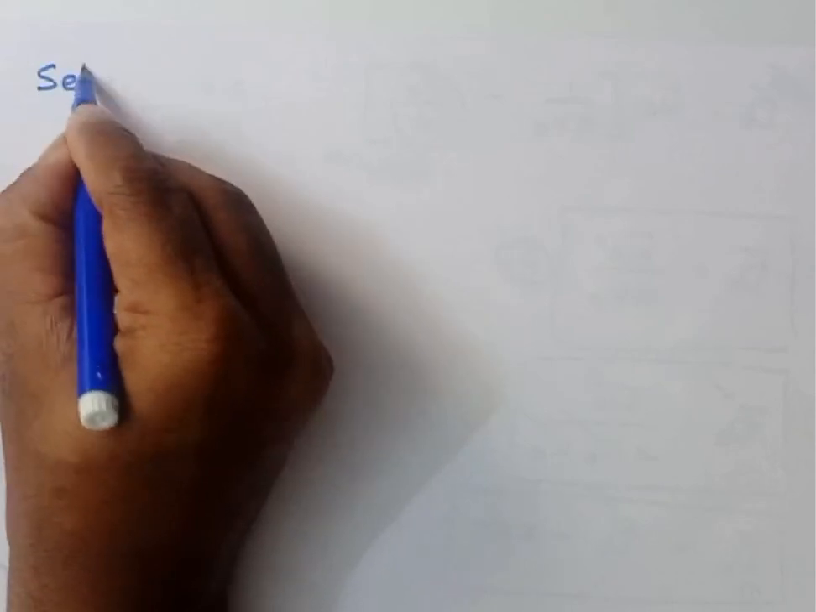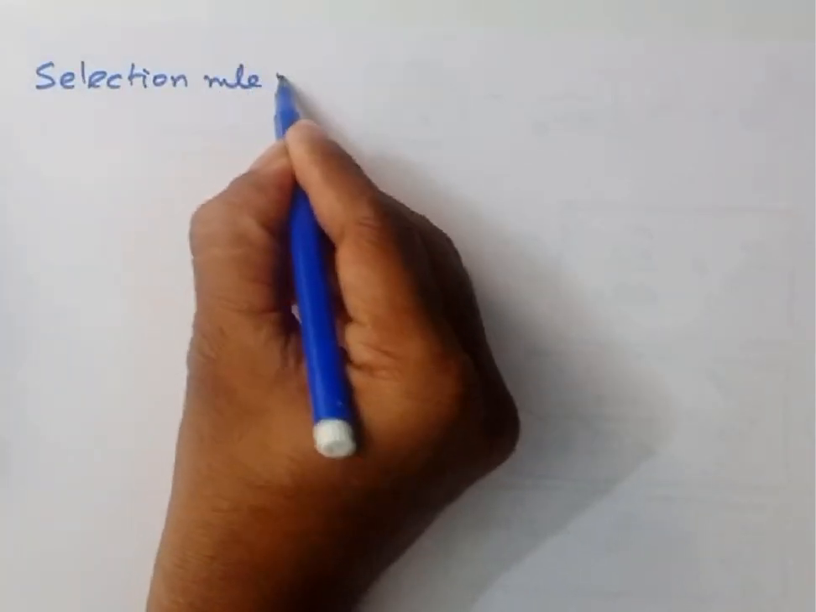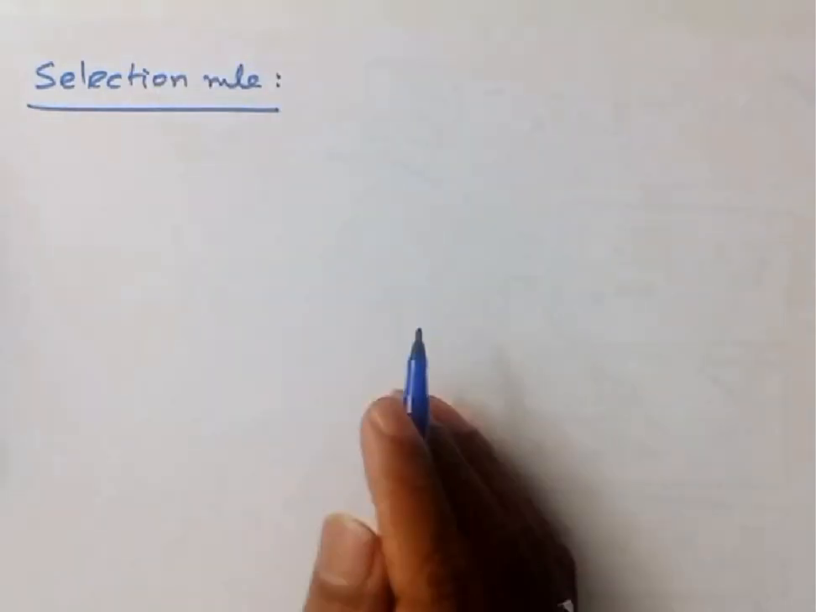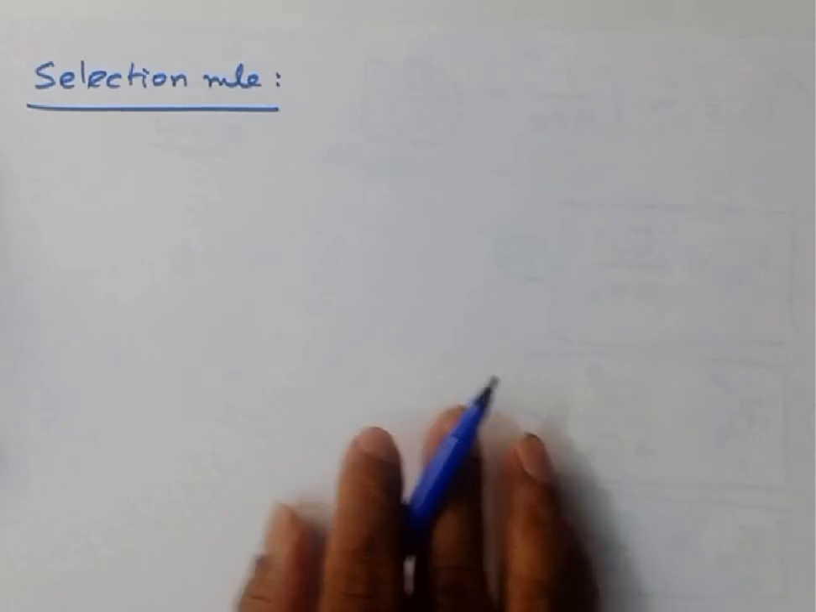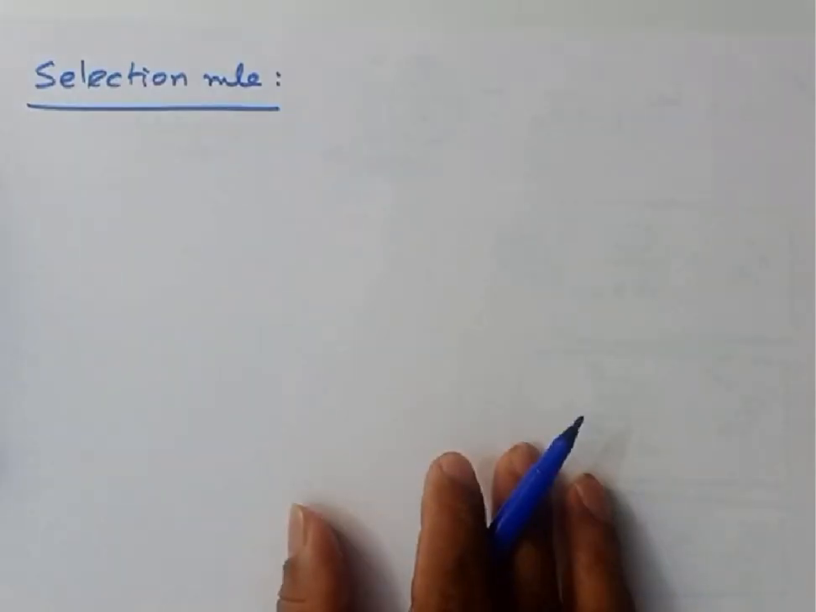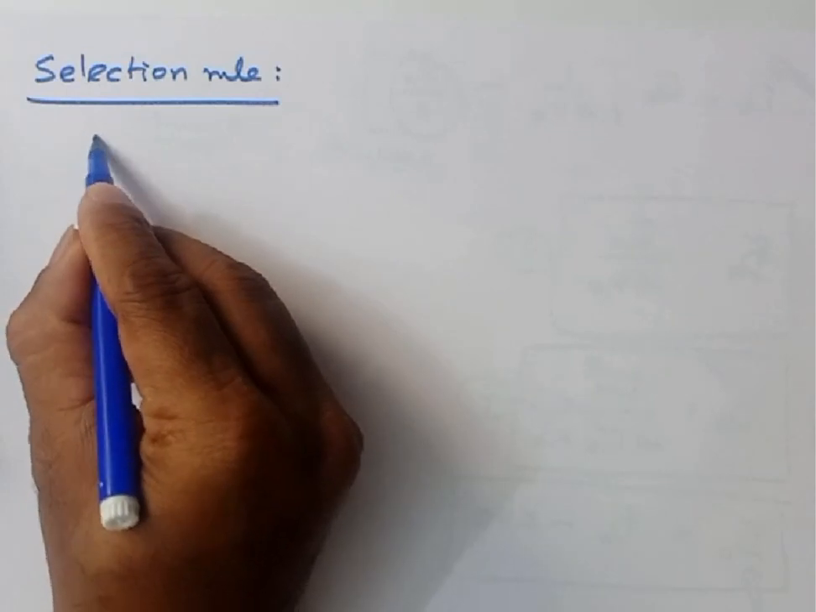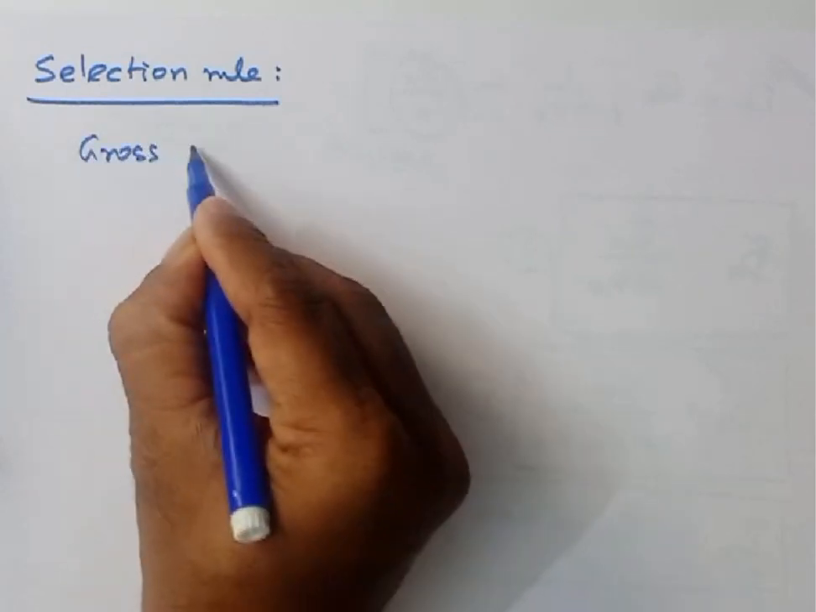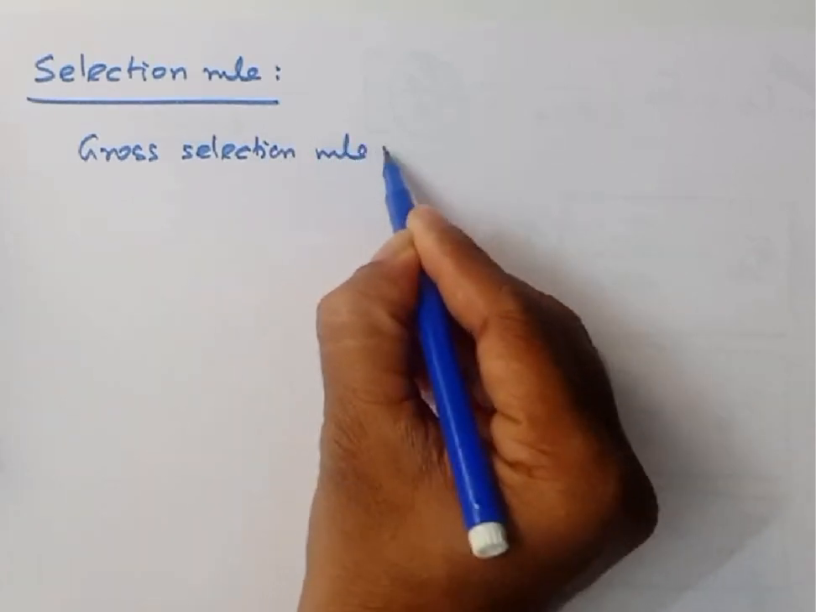Selection rule. We talked about the vibrational energies, dissociation energy, etc. Now we are going to focus on selection rule. Students, as usual, here also we get two selection rules. One is the gross selection rule, for the anharmonic oscillator.